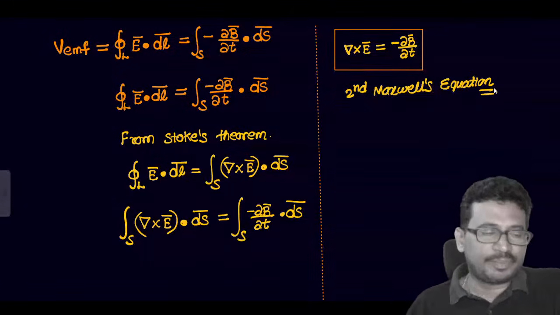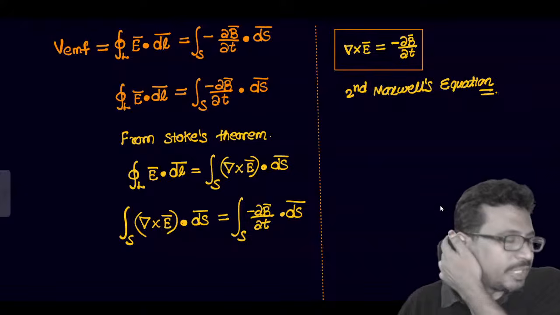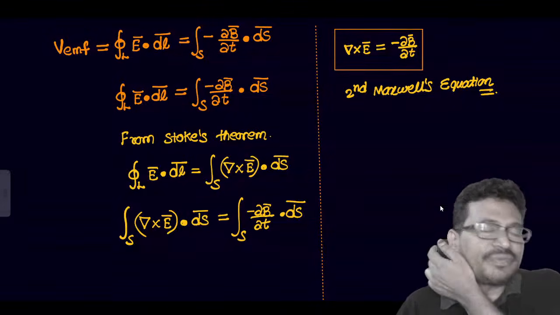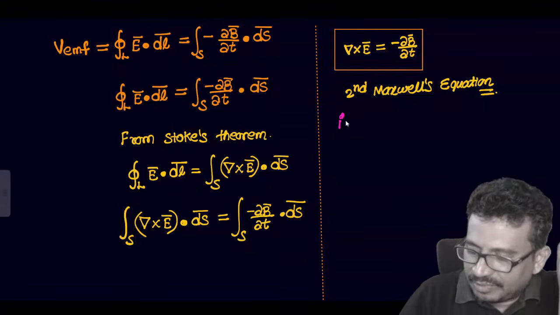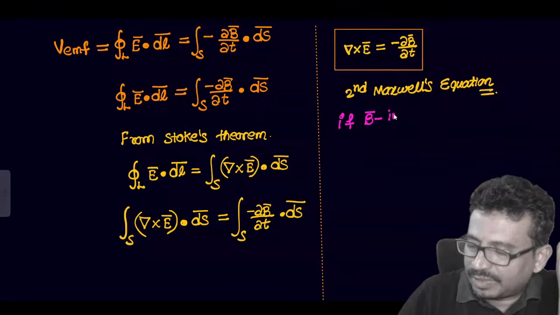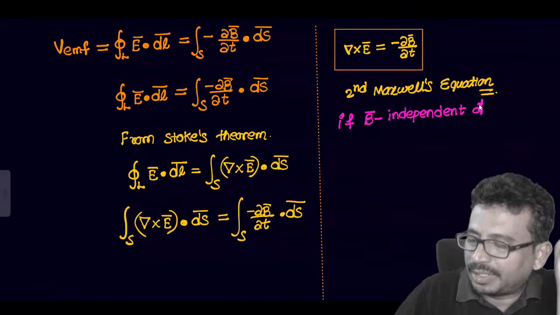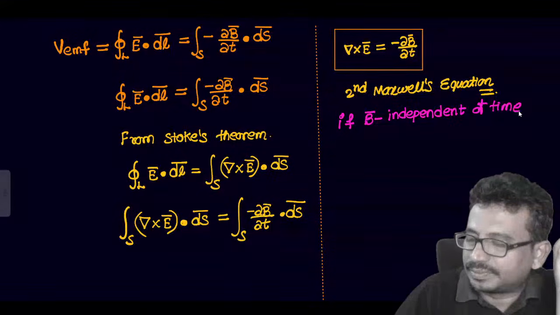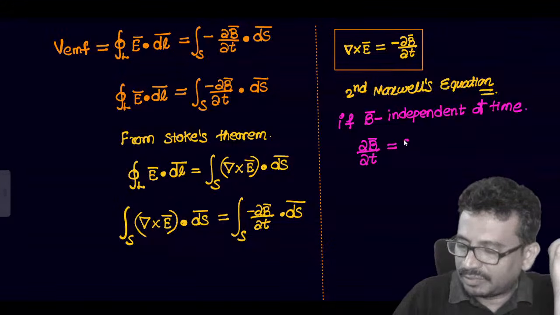Where B is what? The magnetic field. Here it is a time varying magnetic field. If B is not a variable, if it is constant, if it is independent of time, tell me what happens. This derivative will become zero.